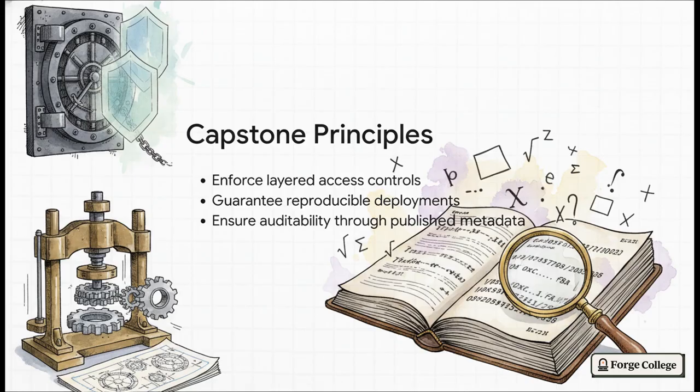Second, we guarantee reproducible deployments using our deterministic scripts, meaning we can deploy this exactly the same way every single time. And third, we ensure strict auditability by publishing our verification metadata and transaction hashes.